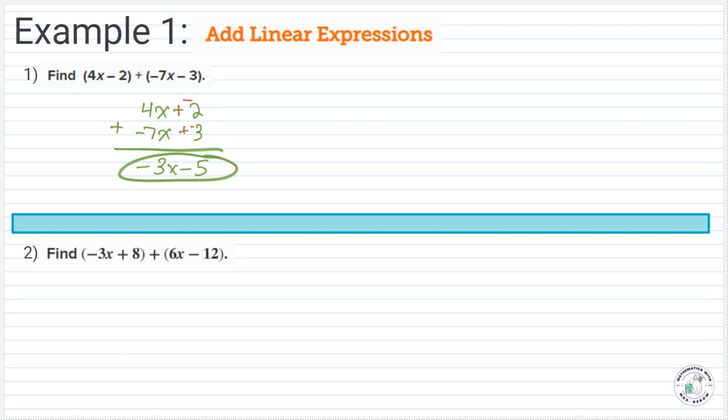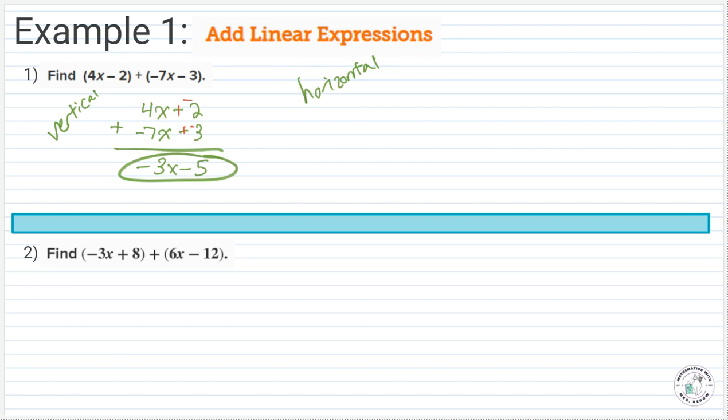So this vertical method just allows us to line up our like terms, and then we just add those terms vertically. Versus the horizontal method. So this was, like I said, our vertical method. So essentially we line up those like terms and then just go from there.